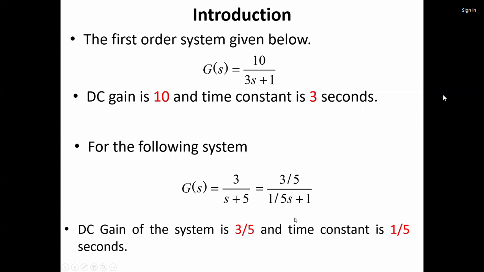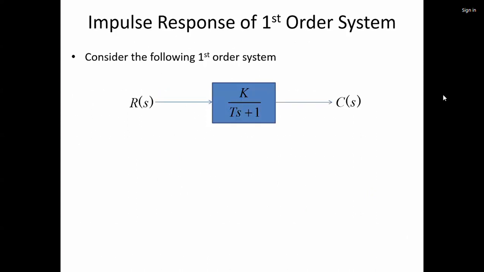Once you bring it to this form, K divided by 1 plus Ts, you can find out the gain and the time constant. The gain happens to be 3 by 5 and the time constant happens to be 1 by 5. So having understood that, let us now consider this first order system.